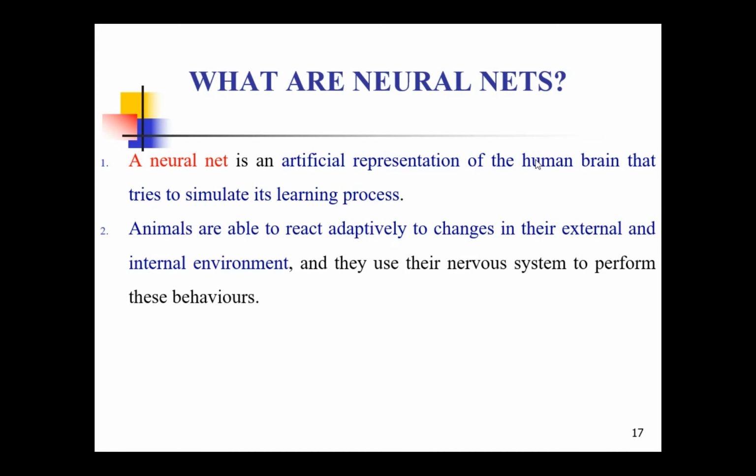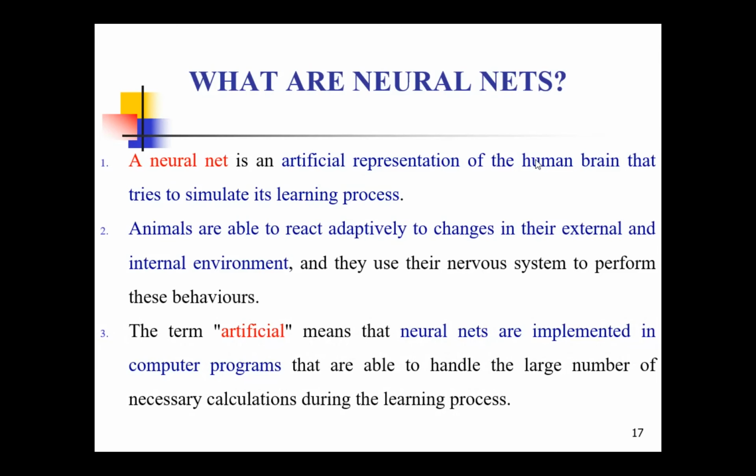Animals normally react adaptively, that is, they change dynamically to the changes in the external and internal environment to perform tasks. The term artificial means the neural nets are implemented in computer programs, because during the learning process we require a large number of calculations. So these neural nets are implemented in computer programs that are able to handle the large number of necessary calculations, because in ANN we are just simulating the learning process.